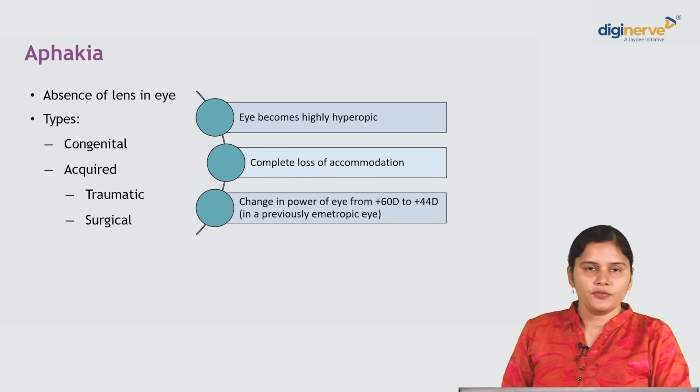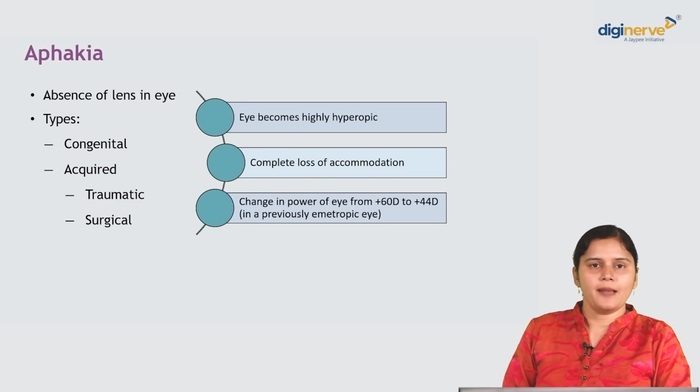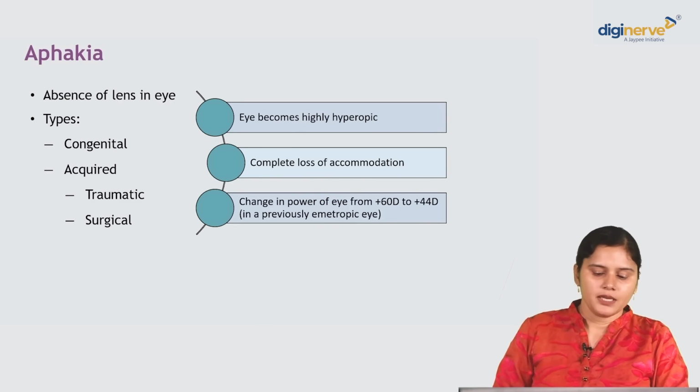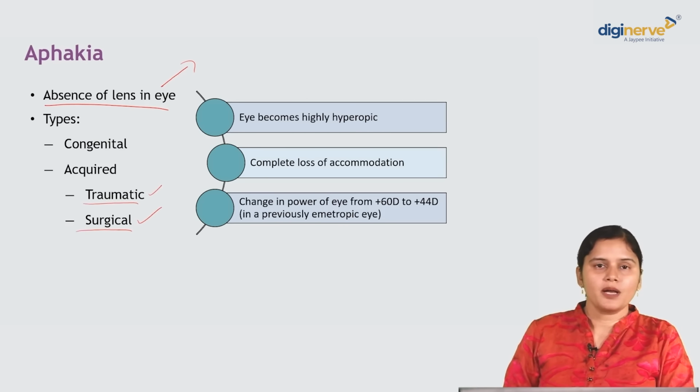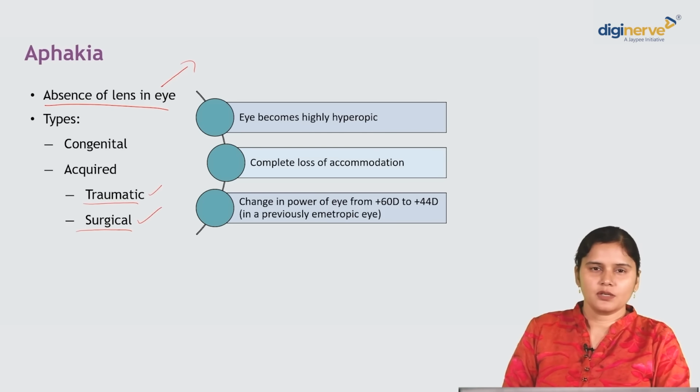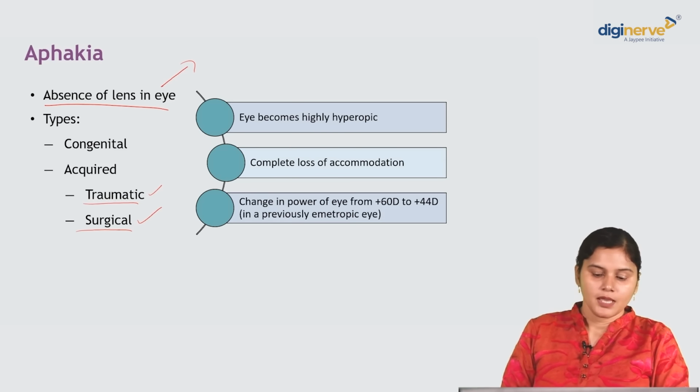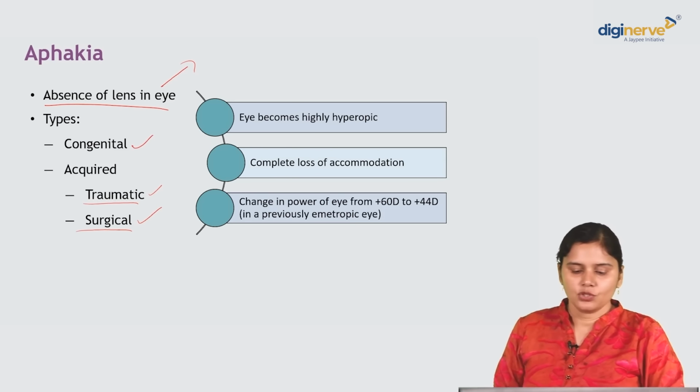Now coming to aphakia. What do you mean by aphakia? Absence of the lens in the eye is called aphakia. The most common cause of aphakia is surgical. It can be traumatic also. Post-trauma, the lens either ruptures or subluxates into the vitreous. Congenital aphakia is usually very rare.